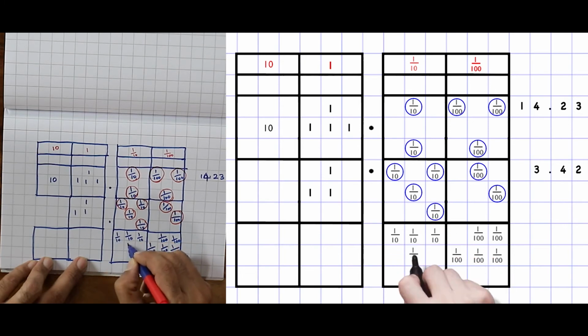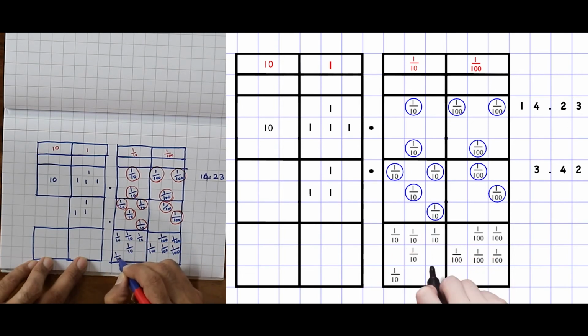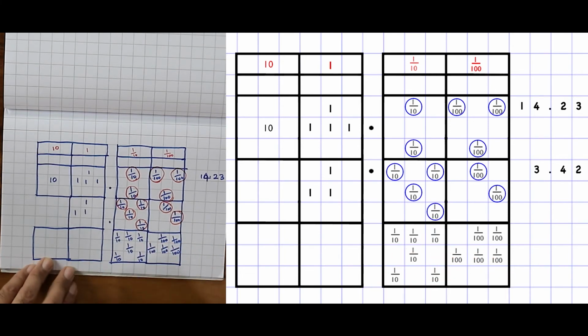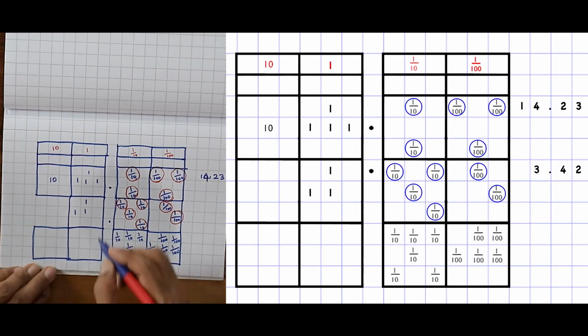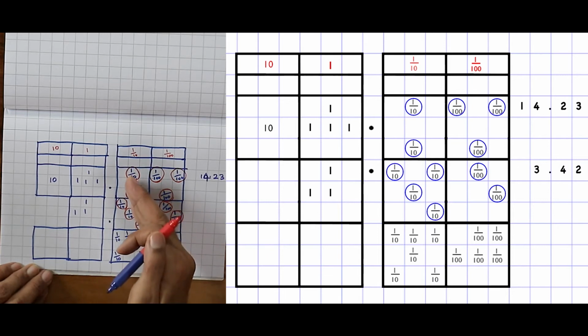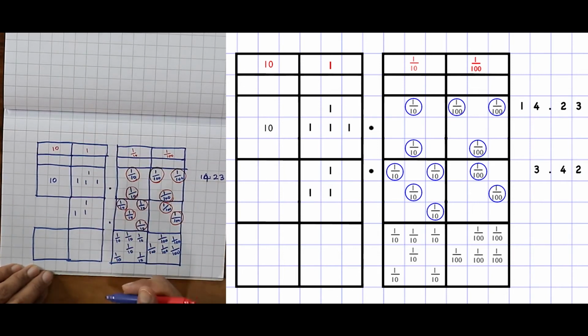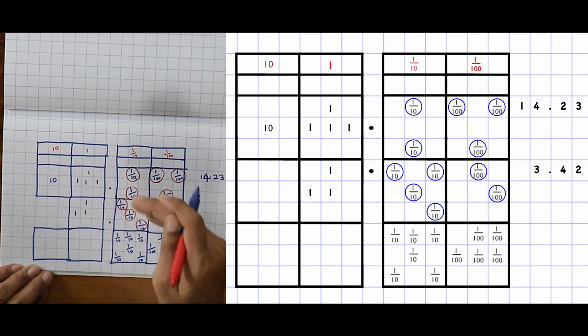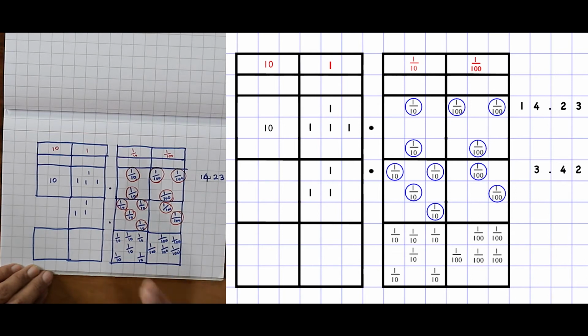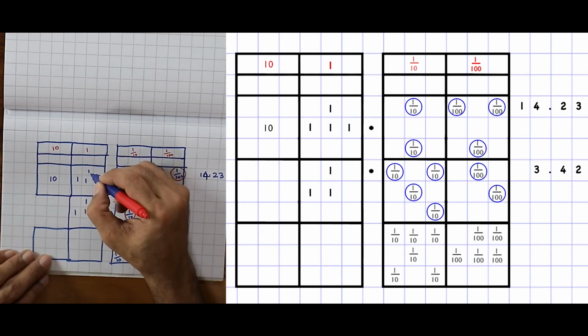1, 2, 3, 4, 5, 6. Again, if we had more than 10 here, we had to carry over to the units. We had to regroup it or carry over. But now we do not have more than 10. We have only 6 1/10ths.